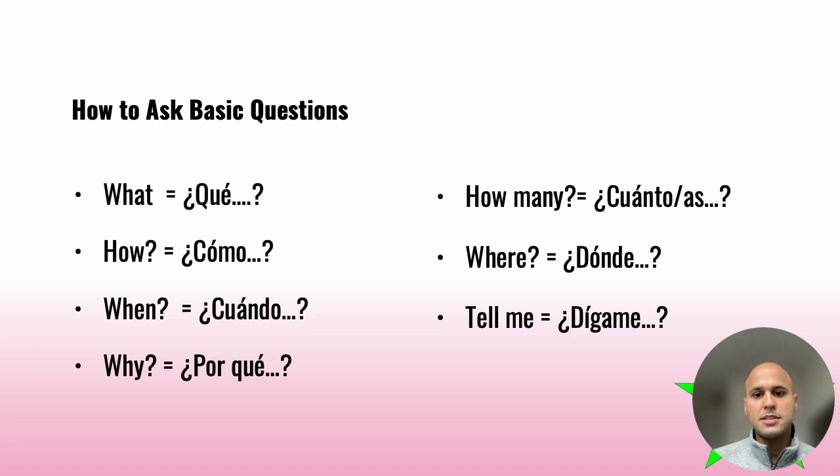So how would you ask specific questions about what, how, when, why, how many, where, tell me, etc.? I think getting this down is very important. It's gonna help you with guiding all of the questions you want to be asking your patients. So what, we say qué. How, we say cómo. When, we will say cuándo. Why, por qué. How many, cuánto, cuántas. And depending on the type of question, we're going to see examples later. Where, dónde, and tell me, dígame.